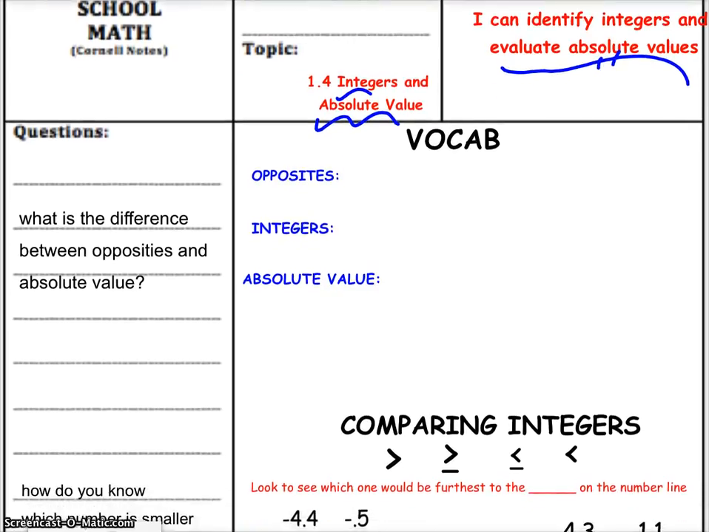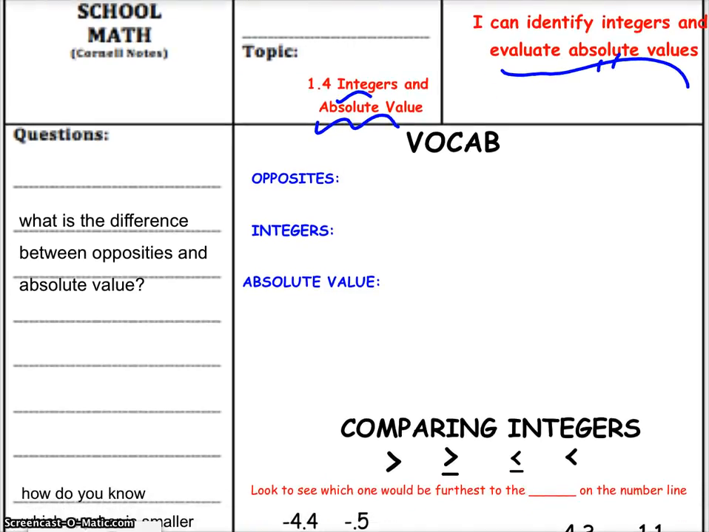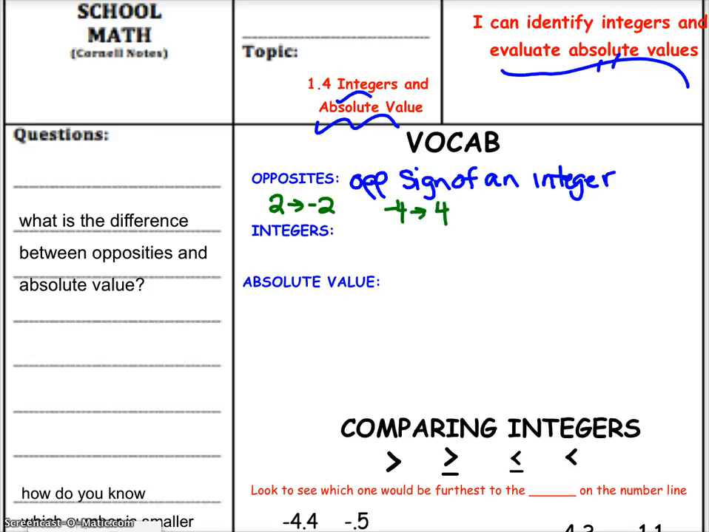So in order to apply absolute value skills, you need to know some vocab words. Opposite, integer, absolute value. Opposite is the opposite sign of an integer. Okay, I'm making it seem way too complicated. It's really a very natural thinking process. Like the opposite of 2 is negative 2. The opposite of negative 4 is positive 4. So it's just opposite sign.